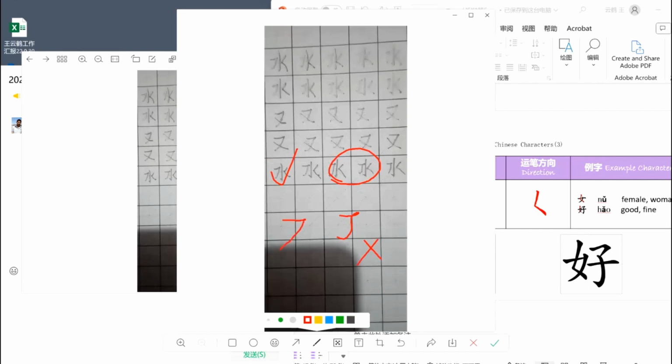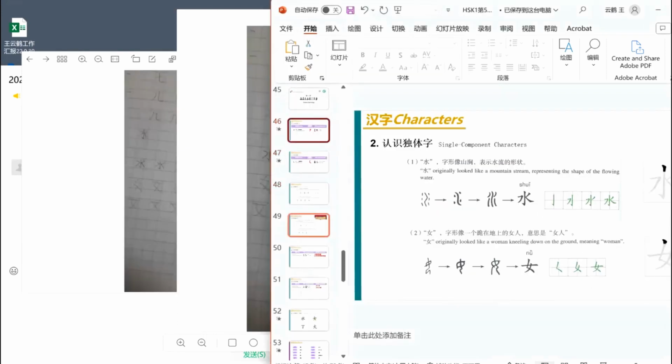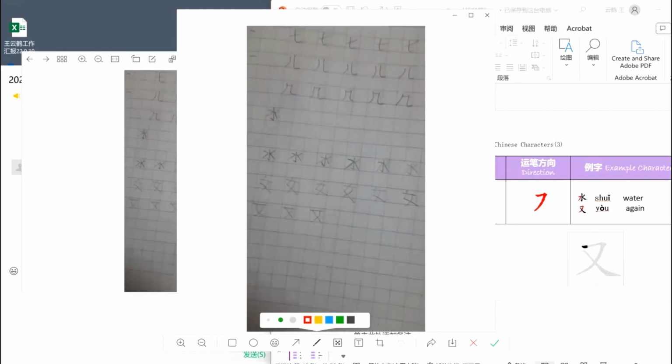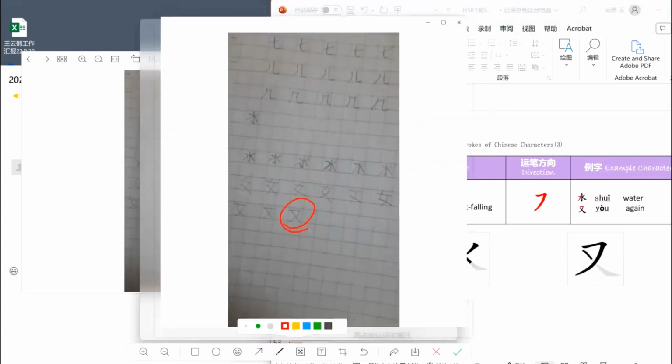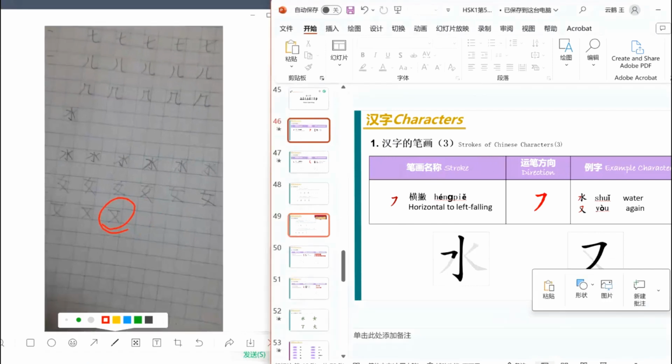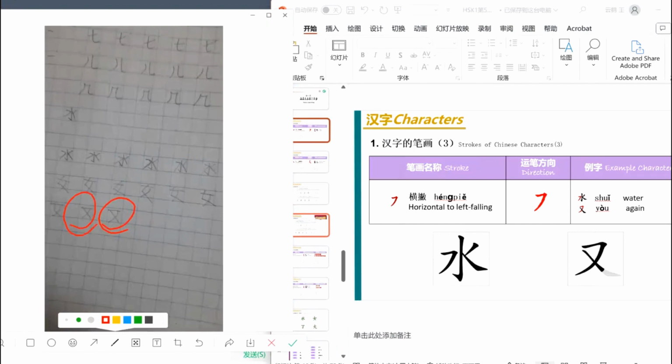横撇 is like this. This character is 又, right? Well, you see this 又 only has 2 strokes. 横撇, the first stroke. 捺, second stroke. Your 又 is combined by 3 strokes, right? Which is wrong. 又 only 2 strokes. 横撇捺.